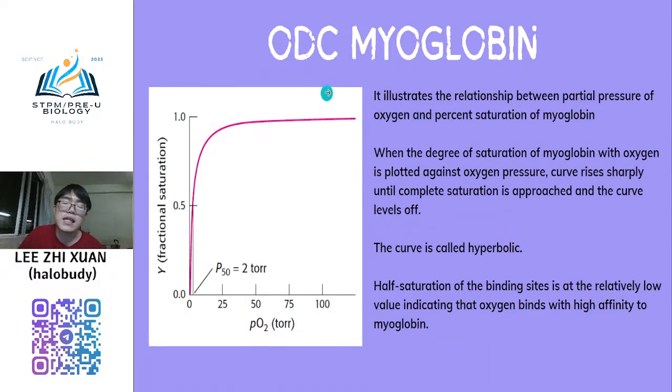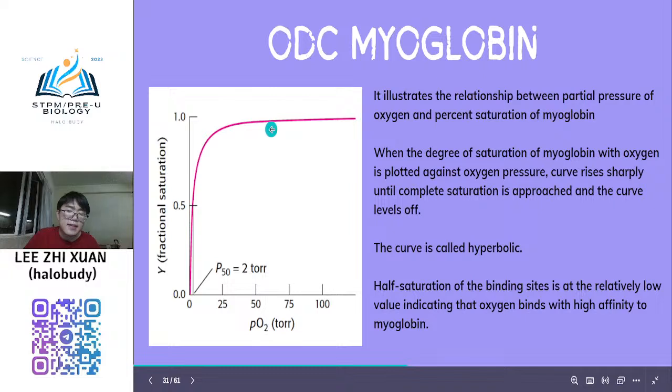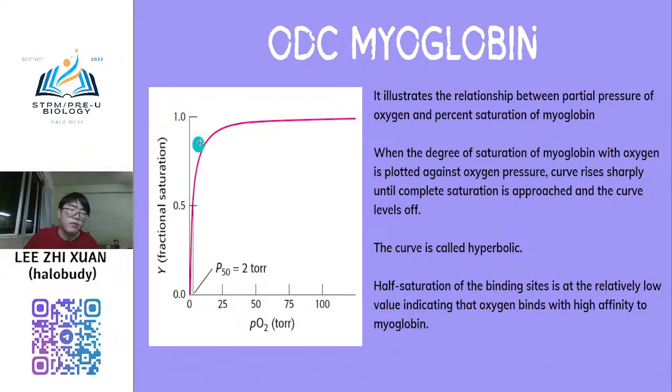If you see here, I already mentioned that the curve for myoglobin is totally different from the hemoglobin. You see here, the curve is shifted to the left-hand side. Hemoglobin is here, at the right-hand side. But myoglobin is on the left-hand side.